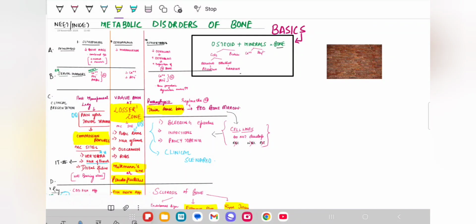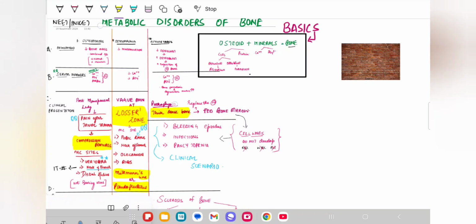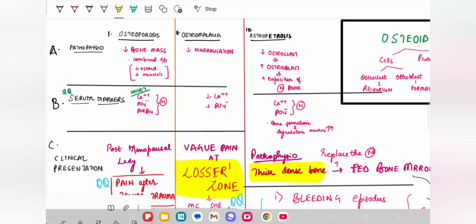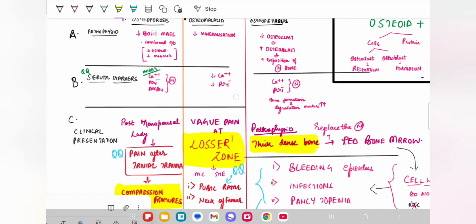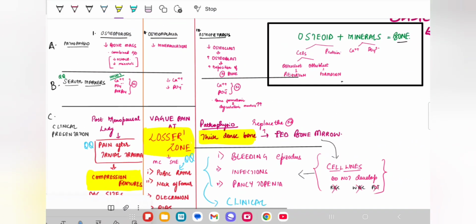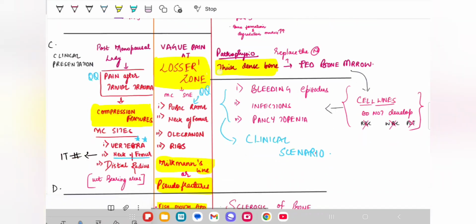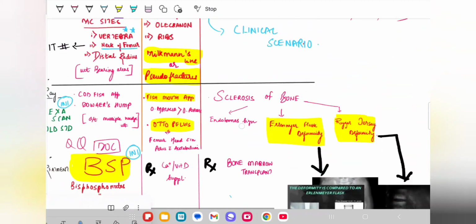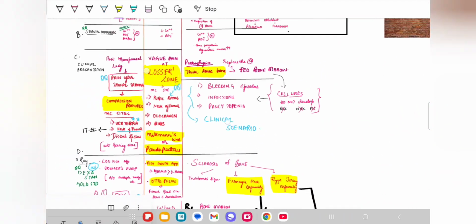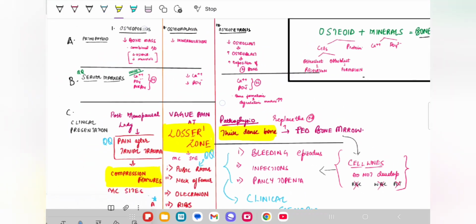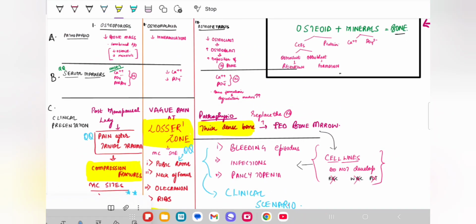Hey guys, in this video let's see an important topic for both INICET and NEET PG, which is metabolic disorders of the bone. What we will do in this video is compare the three most important and most frequently asked metabolic disorders of the bone, that is osteoporosis, osteomalacia and osteopetrosis. We will compare these three disorders on 5 points, which are pathophysiology, serum markers, clinical presentation, X-ray features and treatment. So in this way we will be studying a total of 15 points which are commonly asked based on these topics.